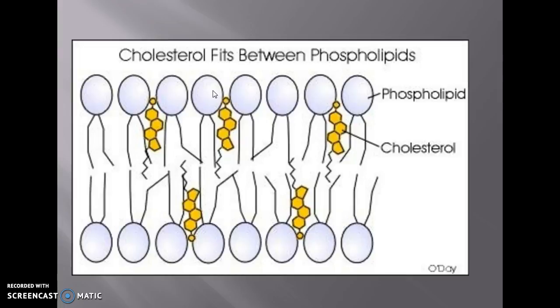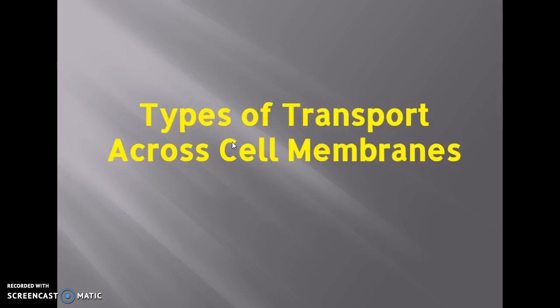Now, why is that important? Sometimes your cell membrane needs to be a little bit more rigid, especially if temperature's changing or depending on cell type. So depending on outside environmental conditions, we can change the number of cholesterol molecules in there to fit the need of that particular cell.